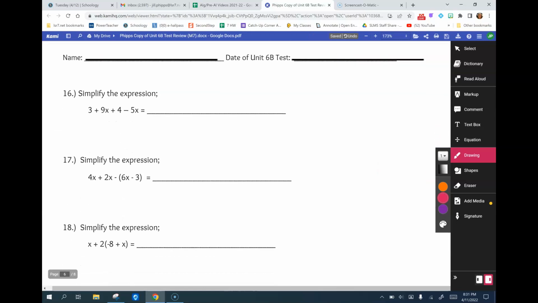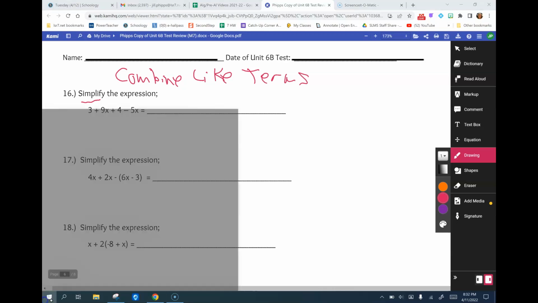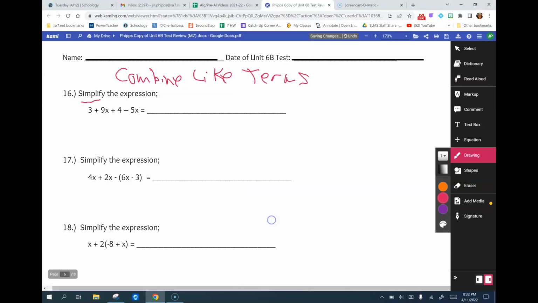Oh, number 16, yay, we get to simplify expressions. You know what that means? Combine like terms, if you have any. And sometimes, before we can combine like terms, we have to do distributive property. So yay, we get to do both on this one. It's a good day. So I'm going to go across the line, change the sign. Then I'm going to circle my like terms. So 9x and negative 5x is 4x. I'm going to underline this pair, so 3 plus 4 is 7.